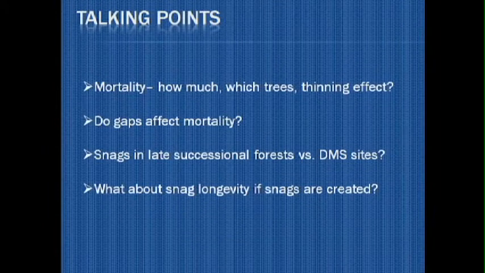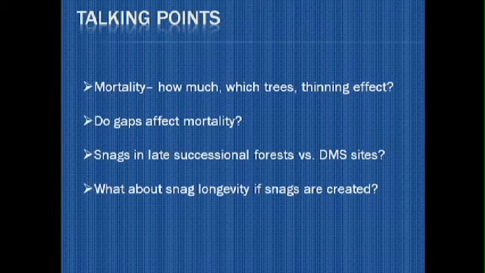So my specific talking points are, I'm going to ask the question, how many trees are dying and which trees are dying, and does thinning have an effect on this? And then I'll take a more specific look at gaps, and there's some concern about gaps increasing susceptibility to wind throw or things like that. So I'll see if we have evidence for that in the density management study.